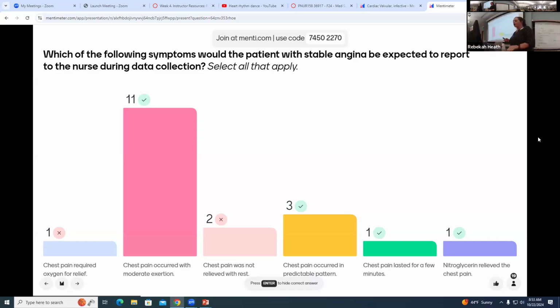The chest pain occurred in a predictable pattern. Again, going back to that walking or exercising thing. Somebody might say, I know that every time I walk around my house and hit this one hill, it always causes me to hurt a little bit. It's predictable for them because they know when they exert to a certain amount, it starts causing some pain. The chest pain lasted just for a few minutes, right? It shouldn't be continuous. It should be short term. If it was continuous, it didn't stop, it lasted for a long time, that would be unstable. And nitroglycerin relieved the chest pain.